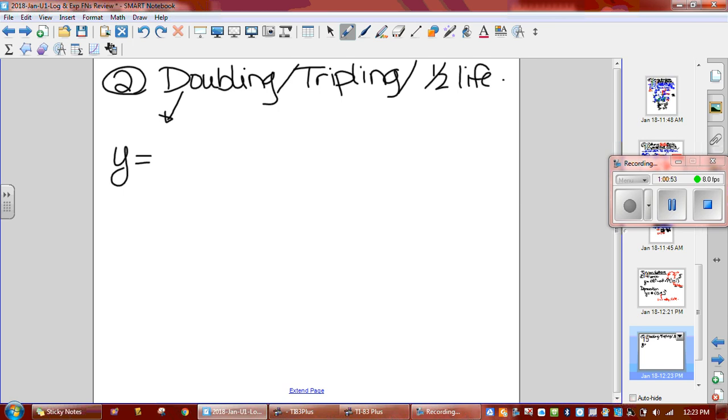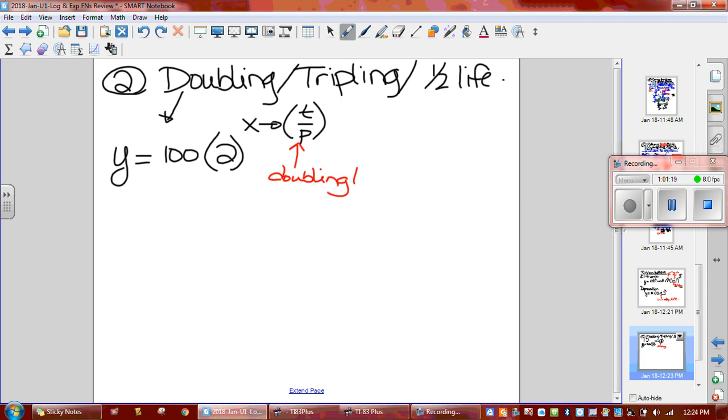y equals, maybe you've got 100 bacteria or 100% of bacteria, and it's doubling, and you want to know how fast it's doubling. Now the x can be an exponent that is a fraction actually, which would be t over p. The p on the bottom is the period, how often it doubles. So this is the doubling time, how often it happens, and then the top one is the time period it is measured over.